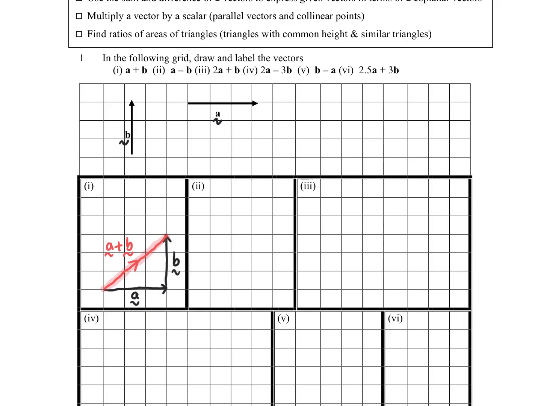Okay, next is they want A minus B. So A is 3 units to the right. And then minus B, instead of upward, it goes downwards now. Minus B is the opposite direction. So go downward by 3 units, minus B. So actually what they want you to draw is this diagonal here, A minus B. So this is the answer they want.